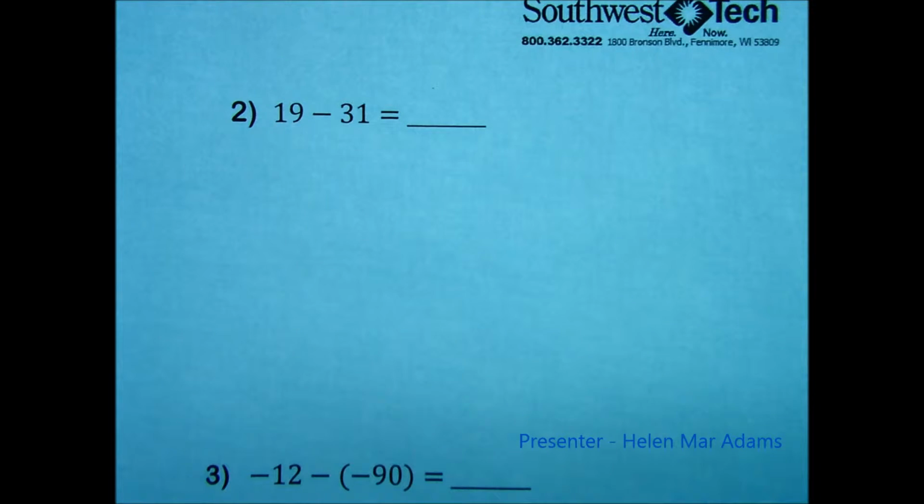Practice set 9 asks us to find the answers to the following subtraction problems. To do a subtraction, we're going to use the rule that says to subtract signed numbers, change the numbers being subtracted, and change the problem into an addition problem.